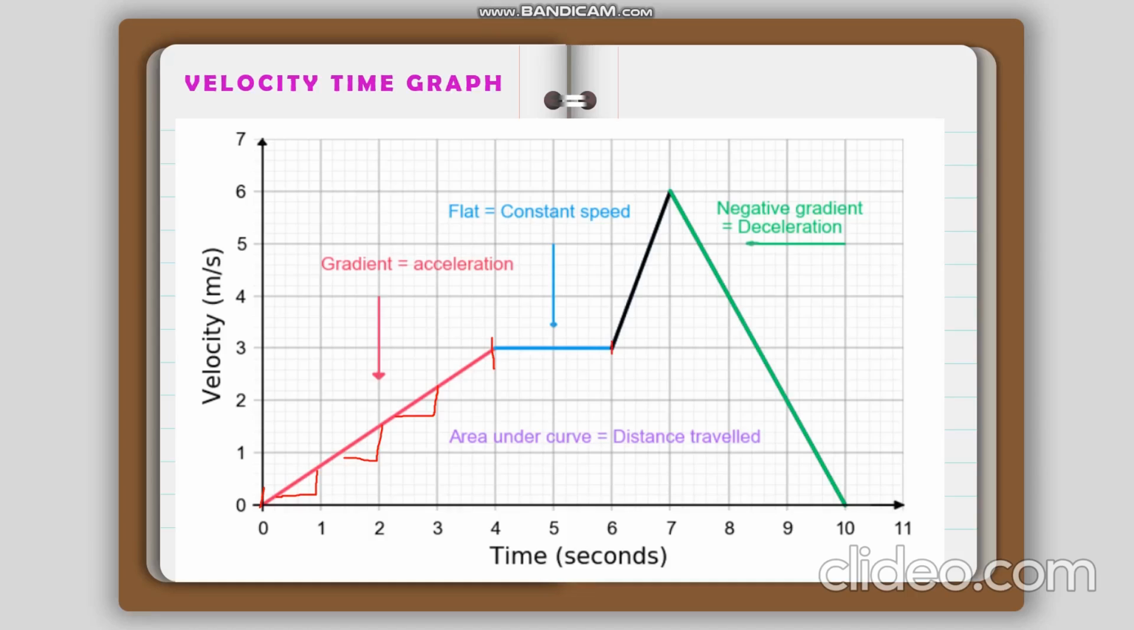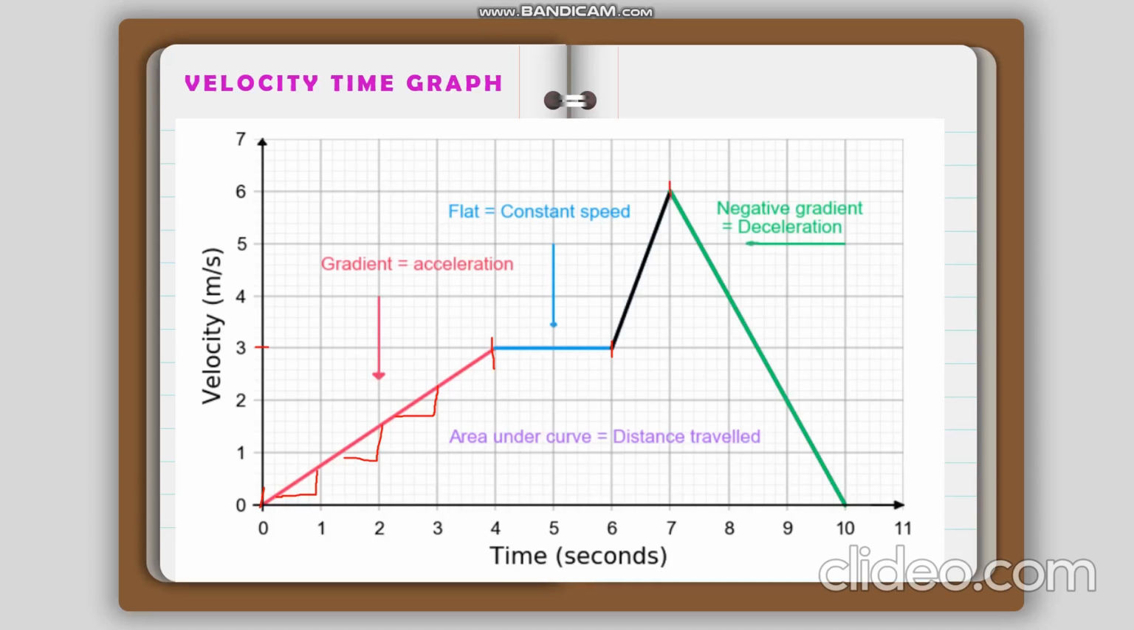And then the blue line is a horizontal line, and this means that the object is traveling at a constant velocity of 3 meters per second. You need to note that this horizontal line does not mean that the object is not moving. No, it means that the object is moving, but its speed is not changing with time.